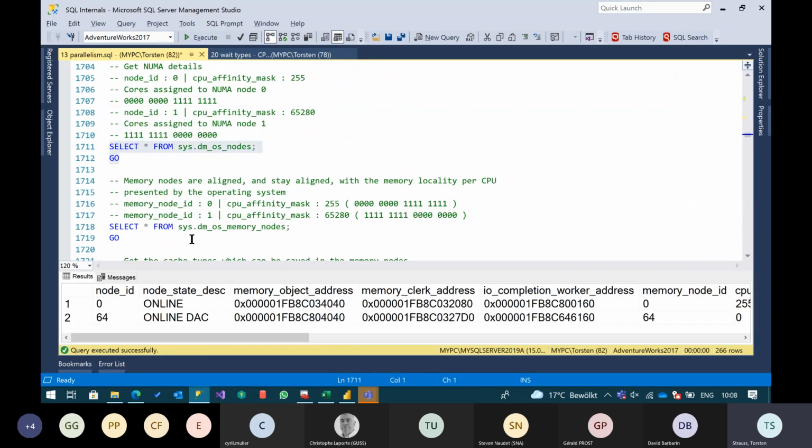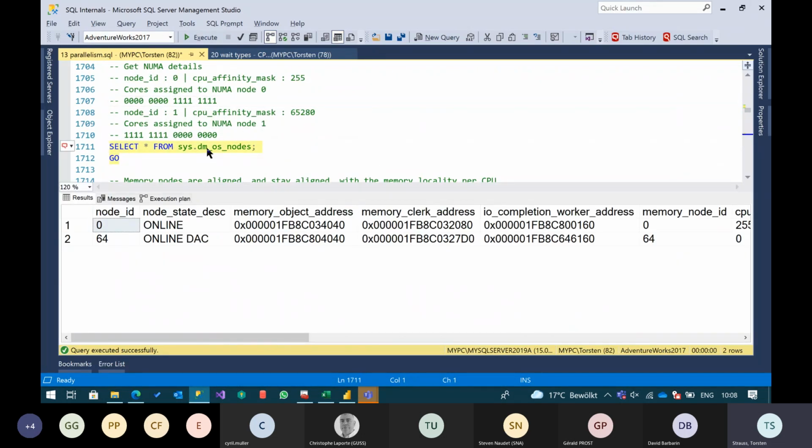So the NUMA nodes, for sure, you can see in the GUI. You can see it in this DMV, sys.dm_os_nodes. We can see we have 2 nodes, but this doesn't mean I have 2 NUMA nodes, because node 64 is a so-called DAC, the dedicated admin connection. There has to be 1 node in any case, because otherwise SQL Server cannot guarantee that you can access SQL Server even when SQL Server is not accessible by a normal user connection. That is a reason why we need to have 1 logical node for the so-called DAC connection.